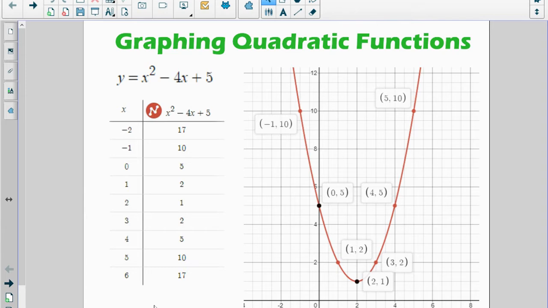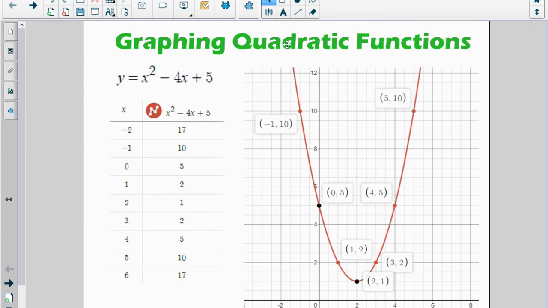We have our equation on the upper left there, y equals x squared minus 4x plus 5. We have our table of values. So we'll talk today about how to create this table of values, and then our ordered pairs, our plots. Notice this point, -1, 10, is right here in our table. -2, 17 would be up here. I just didn't have enough space to take a picture of that whole thing.